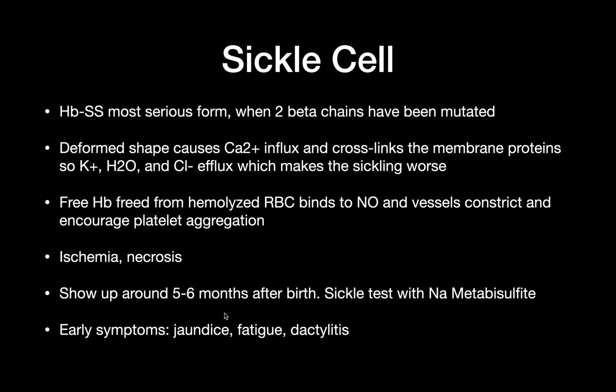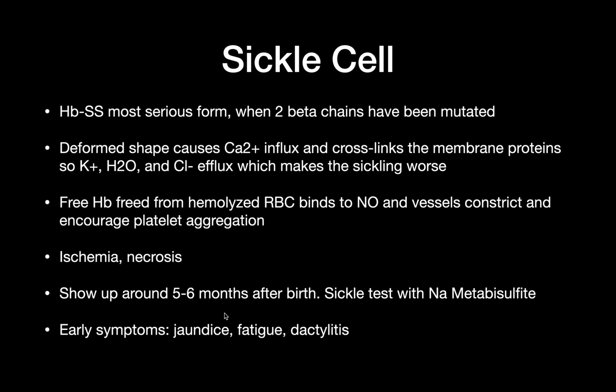So what's the problem with sickle cell anemia? The hemoglobin is freed from the hemolyzed red blood cells, and it binds to nitric oxide. And without the nitric oxide, the vessels constrict and encourage platelet aggregation. So the sickles are already kind of problematic because they can't be easily cleared away, but because of their shape, they stick together even better. So that can lead to clots and vascular damage, and obstruction that could cause tissue hypoxia, and it could cause ischemia and necrosis.